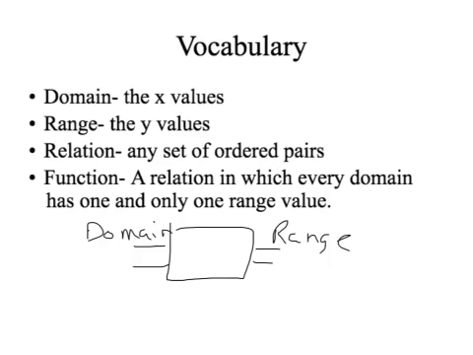So if you put your domain through the machine, it can only get one answer out of it. Like if I put 3 in the machine and it comes out as a 1, I can't put 3 in again and it come out as a different number. Each x can only have one y value. Each domain can only have one range.